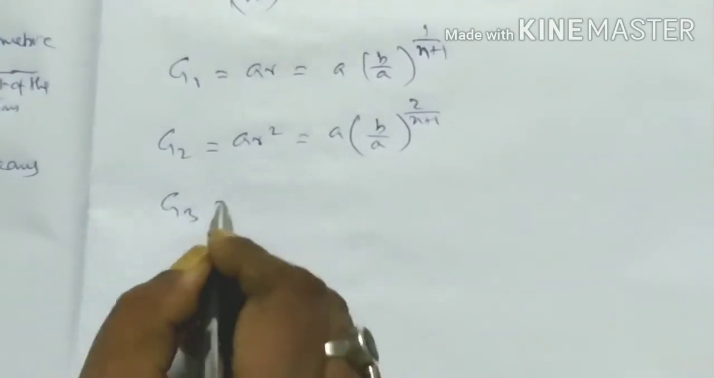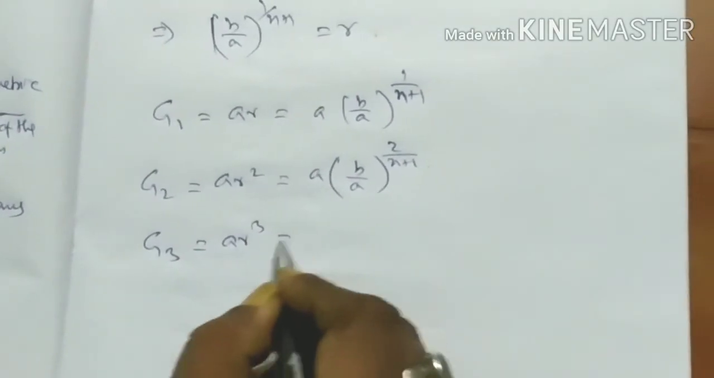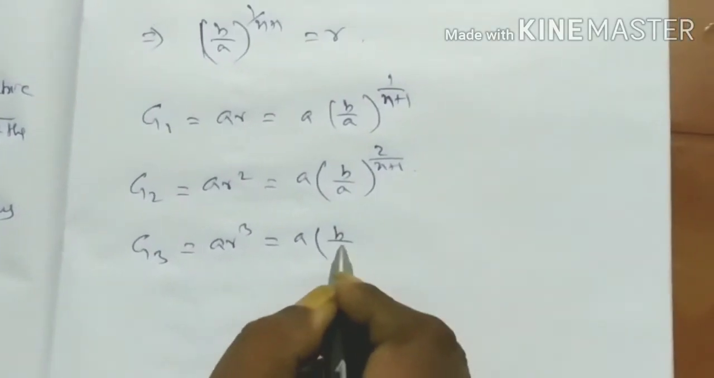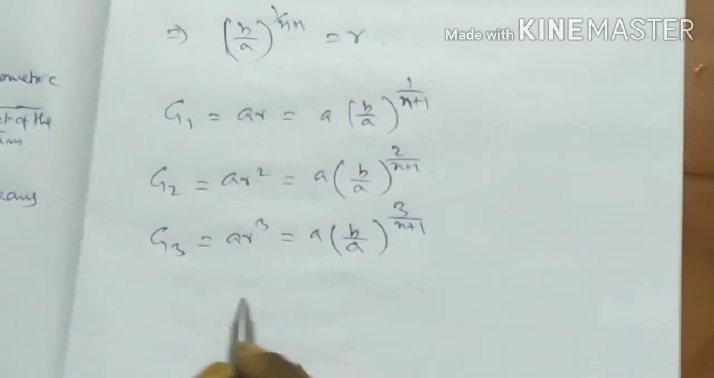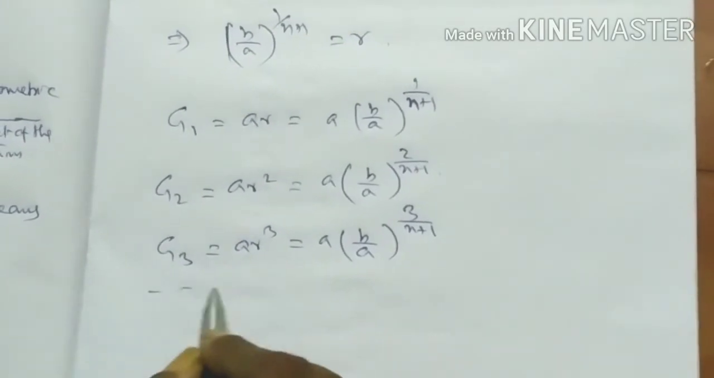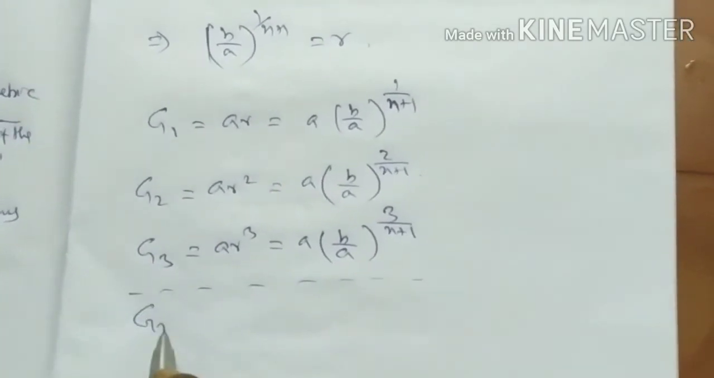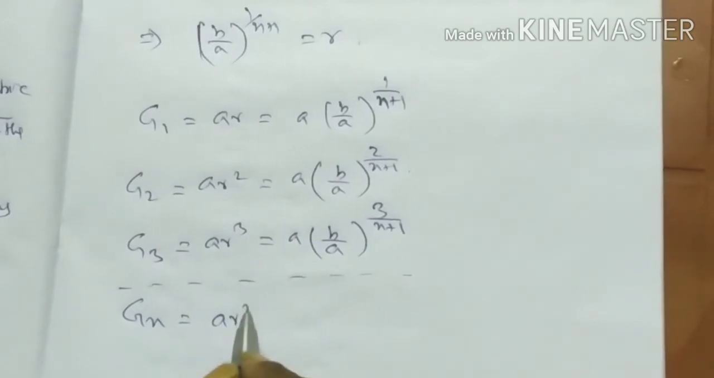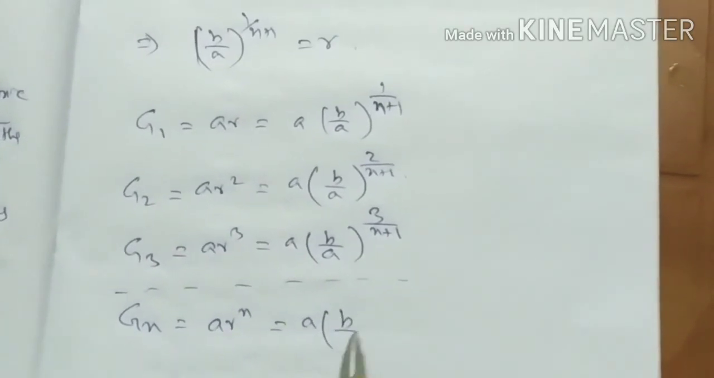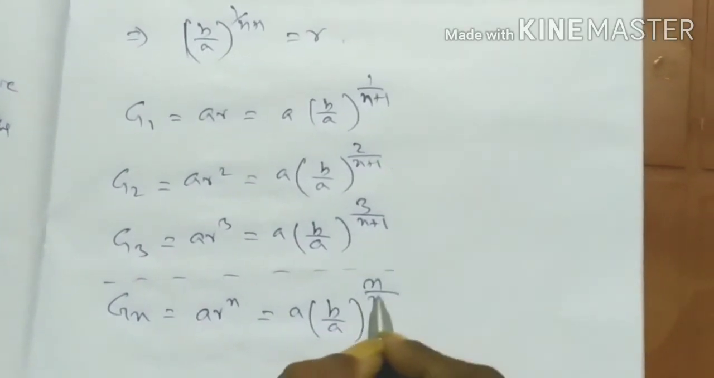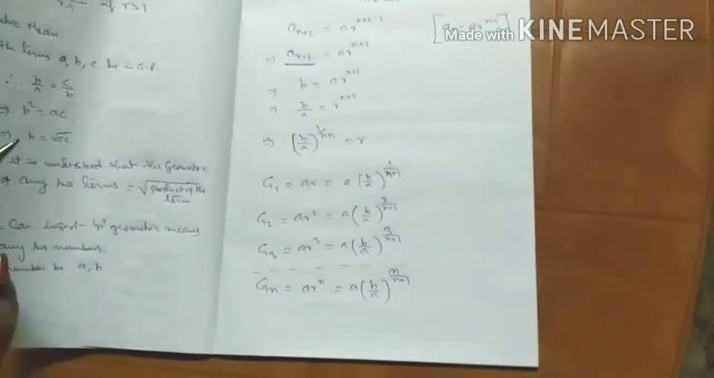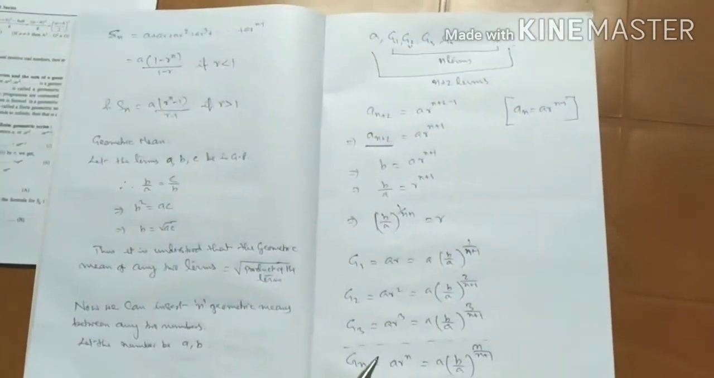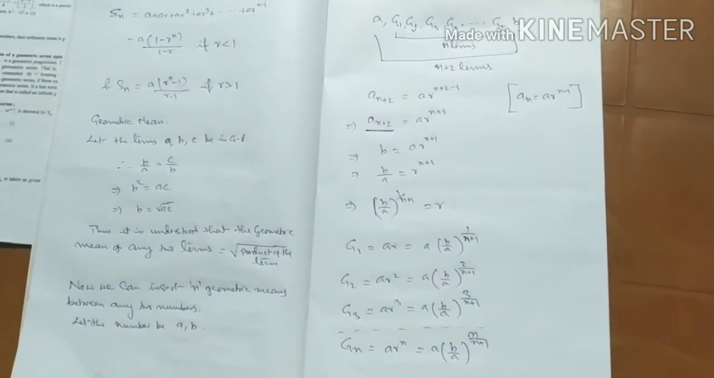Similarly, G3 is equal to AR cube. This is equal to A (B by A) to the power of 3 by (n+1). Like this, Gn is equal to A r to the power of n, which is A (B by A) to the power of n by (n+1). In this way, these are the formulas, and this way I can insert n geometric means.